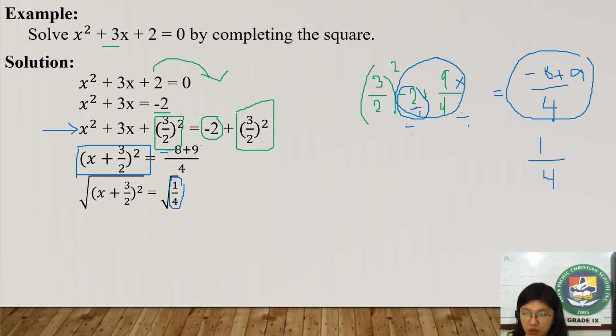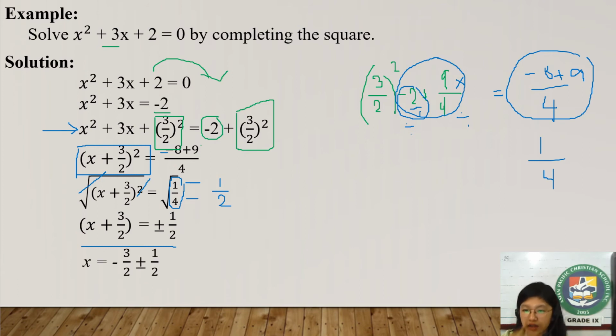Pero, saan galing yung square root? Diba? Subtracting the square root. Ayan. Cancel. Cancel. Then, ang natira ay, yan. X plus 3 halves equals positive negative 1 half. Kasi, ang square root ng 1 ay 1. Ang square root ng 4 ay 2. Kaya, 1 half. Yan. Then, para makuha natin yung value ng x, transpose again. So, yung process niya, tandaan nyo. So, from positive 3 halves, naging negative 3 halves.